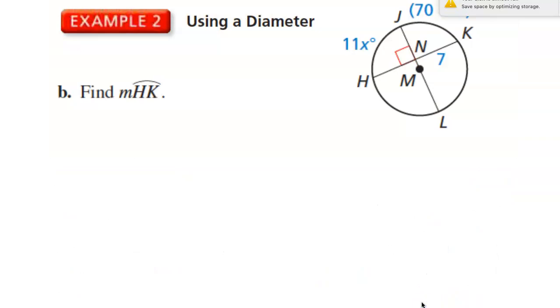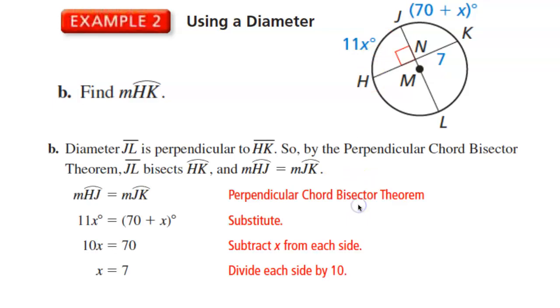Now to solve the second part of this, the two arcs are going to go on to the next screen. Same picture, everything's the same. And so what we have here is this arc set equal to this arc. So 11x equals 7 plus x, and then some simple algebra, and we know that x equals 7.